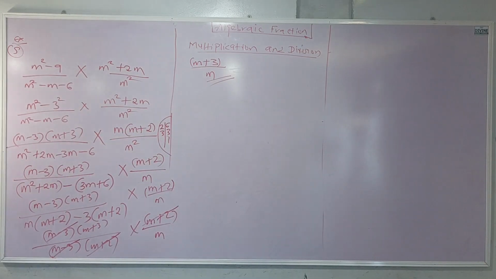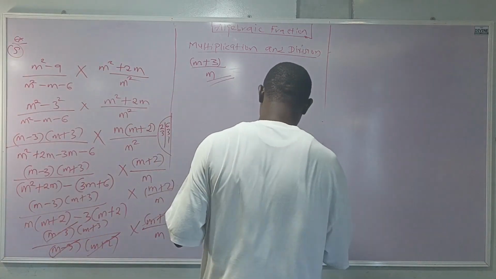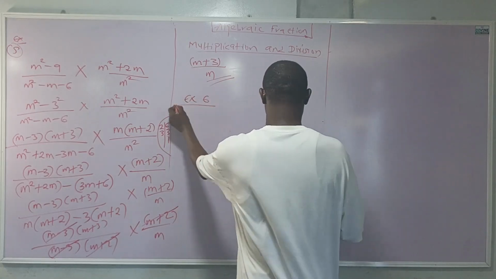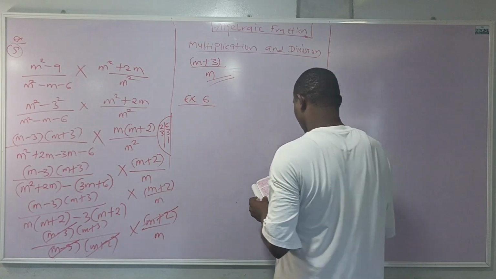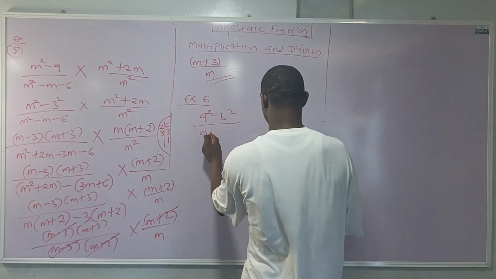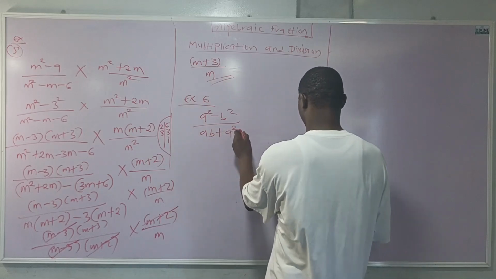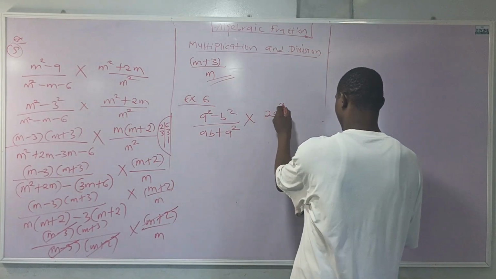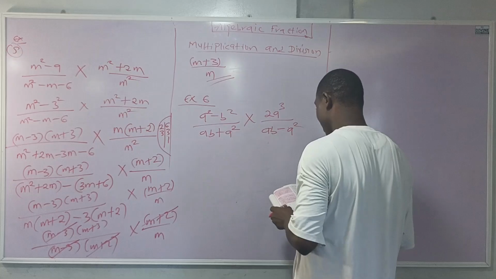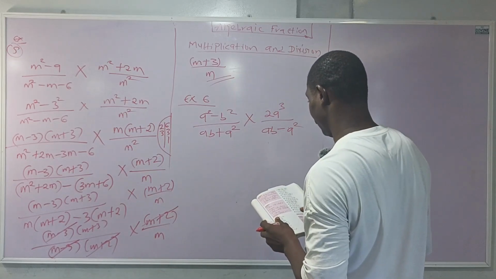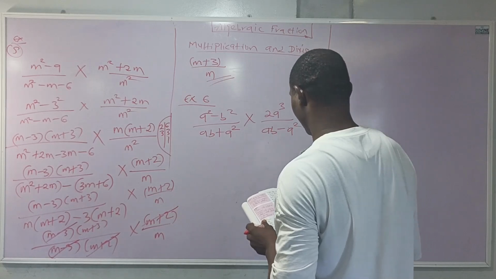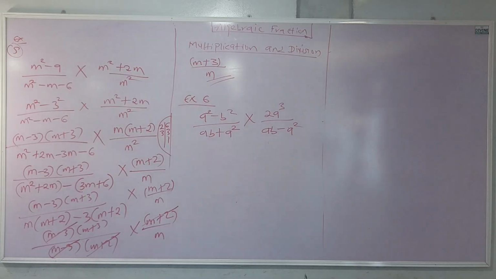Our next question should be question 6, so example 6. Here we have a squared minus b squared all over ab plus a squared, times 2a raised to power 3 all over ab minus a squared. So let's see how we can solve that.